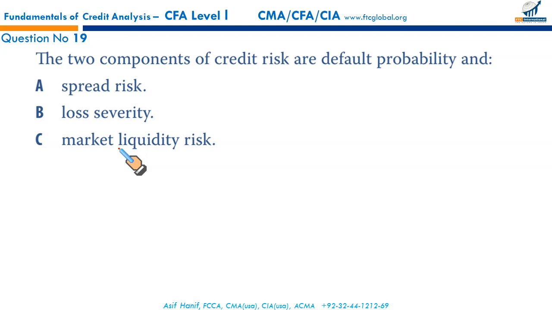The two components of credit risk are default probability and loss severity. That's what we have been discussing. Then what about spread risk and market liquidity risk? They are not as such components. They are related to credit risk, but they are not components. Components are loss severity and default probability. Next.